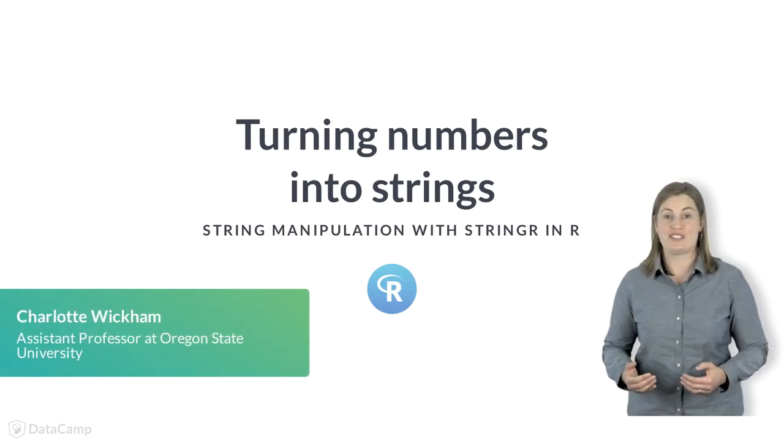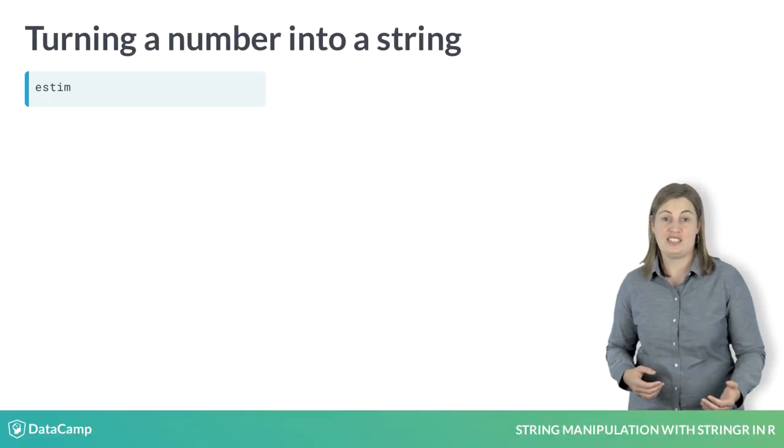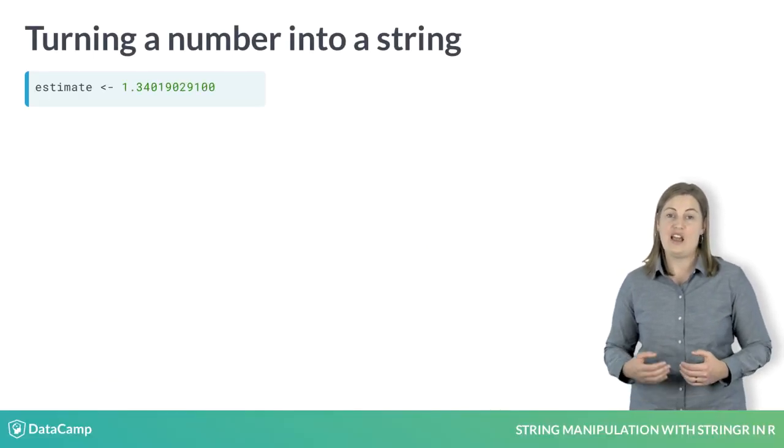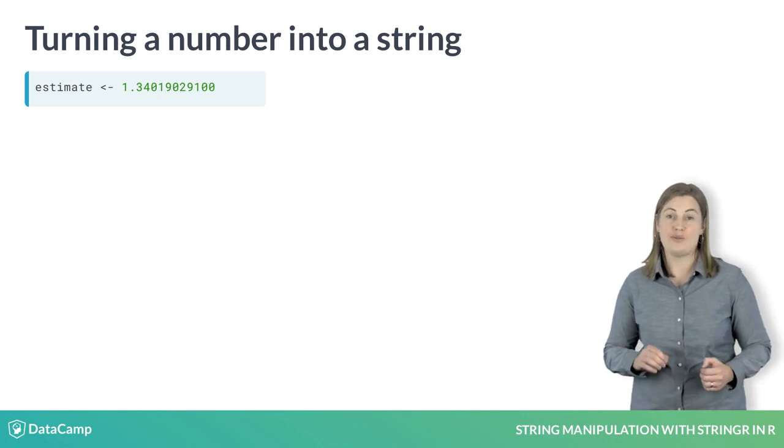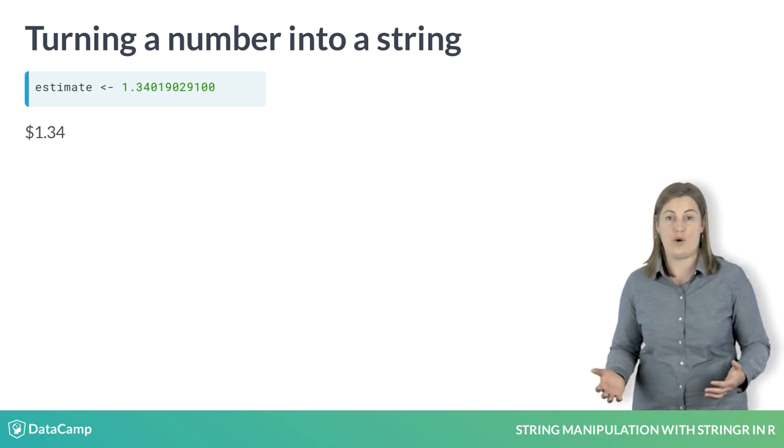A common use of strings is to report numerical results. You might, for example, want to report an estimate for the additional sales generated by each dollar spent on advertising. You've got the estimate stored in R. Let's say it's 1.340,190,291.00. But is that what you want in your report? No, you probably want something like $1.34.